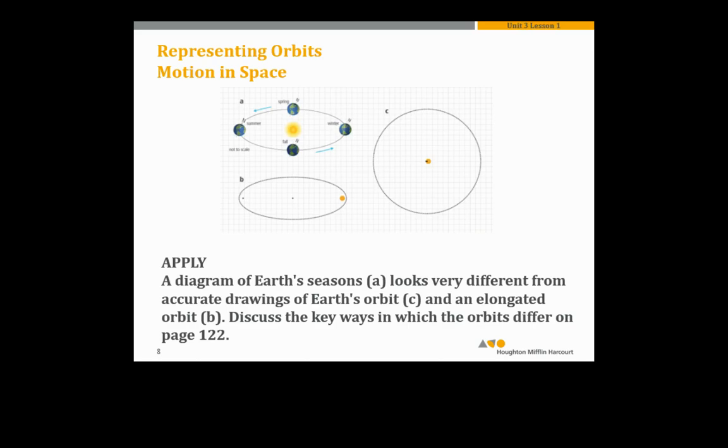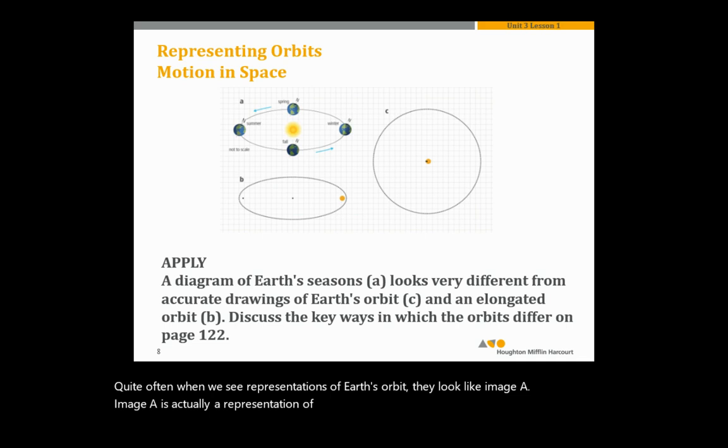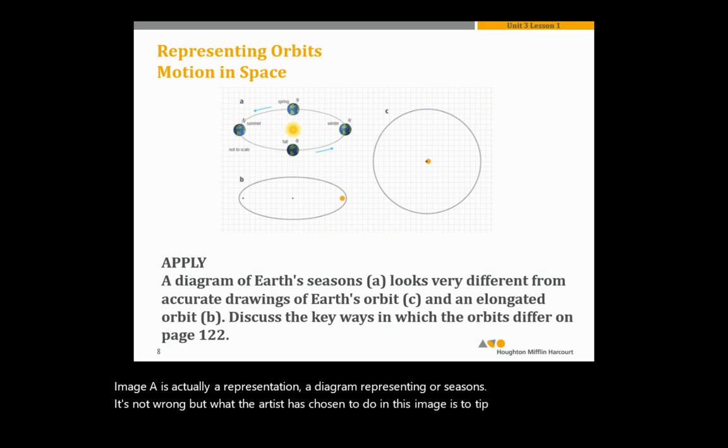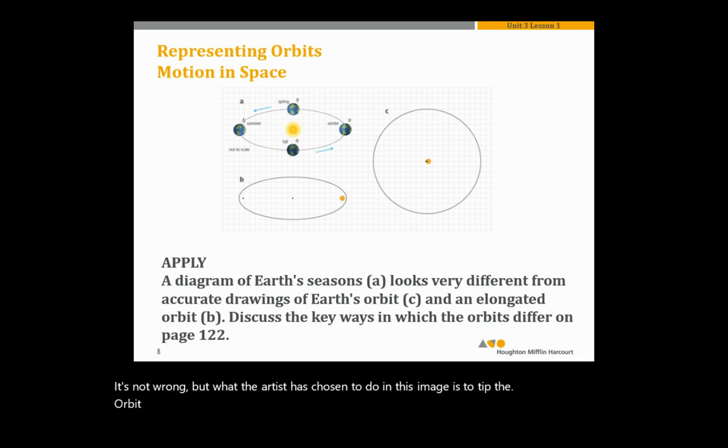Quite often, when we see representations of Earth's orbit, they look like image A. Image A is actually a diagram representing Earth's seasons. It's not wrong, but what the artist has chosen to do in this image is to tip the orbit partially on its side. So we're looking at it at an angle. We're not looking at it flat on. And that's why it looks more elongated than it really is.